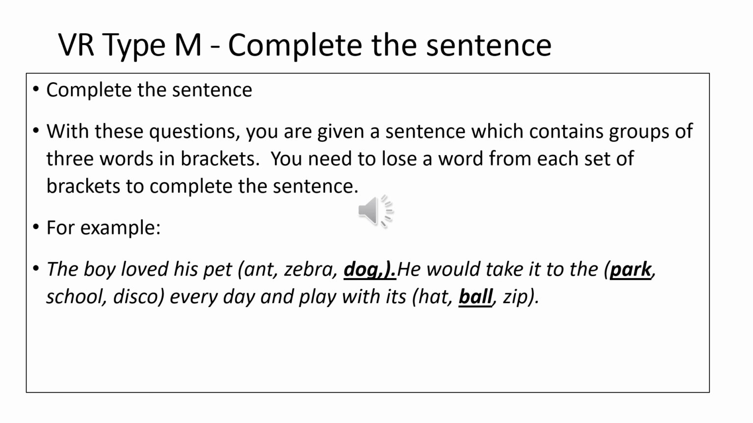So let's see, the boy loved his pet. Now, was it a pet ant, pet zebra, or pet dog? We have to choose. He would take it to the park, disco, or school every day and play with its hat, ball, or zip. Now, we've got to make the sensible decision, the wise choices that will make sure that this sentence makes sense in its context. So you can see we've highlighted already. The boy loved his pet dog. He would take it to the park every day and play with its ball. And there we have it.